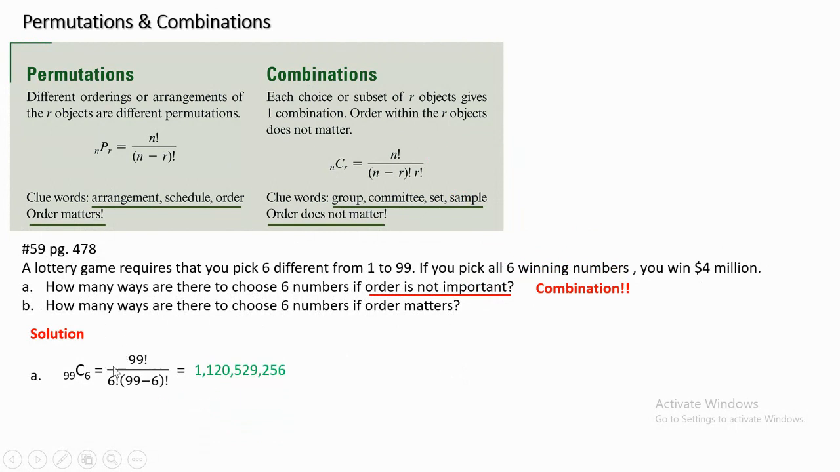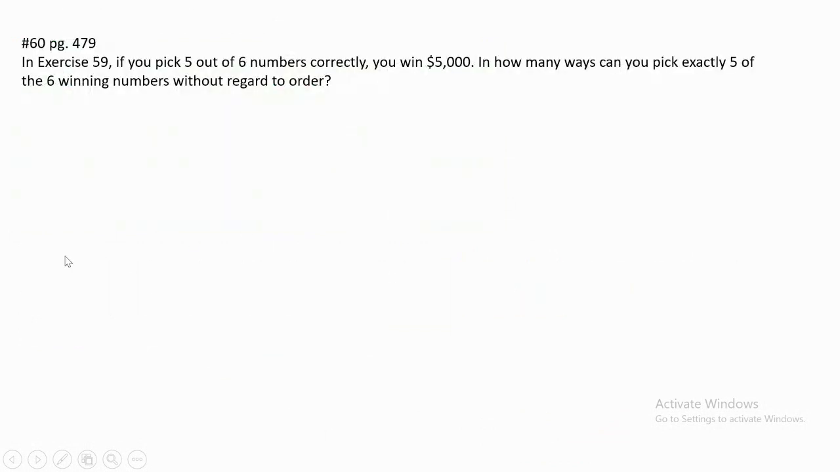Okay. So again, I don't want to do all that work, but if you plug in the calculator, guys, it will actually do the work. It's going to be 1,120,529,256. Now for part B, how many ways are there to choose 6 numbers if the order matters? So that's going to be a permutation. The number will be much more. Right? We use the permutations. This one will be 806,781,064,320. Okay, so again, by knowing the 2 words, you'll be able to distinguish if you use permutation or combination.